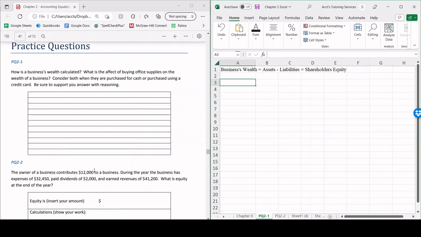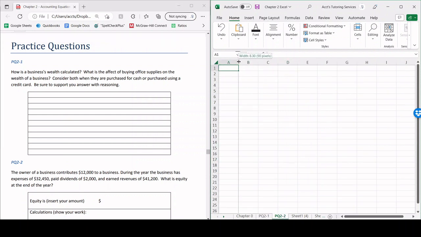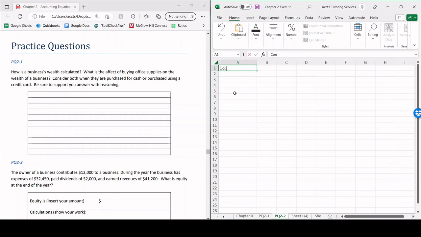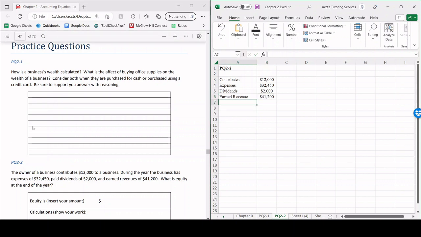Let's dive straight into PQ2-2. So the owner of a business contributes $12,000 to a business. During the year, the business has expenses of $32,450, and they paid dividends of $2,000, and we have earned revenue of $41,200. What is the equity at the end of the year?